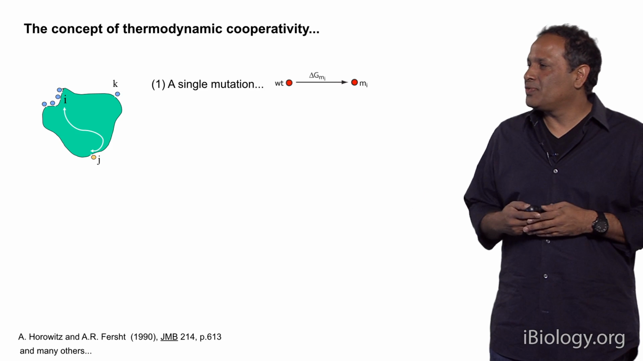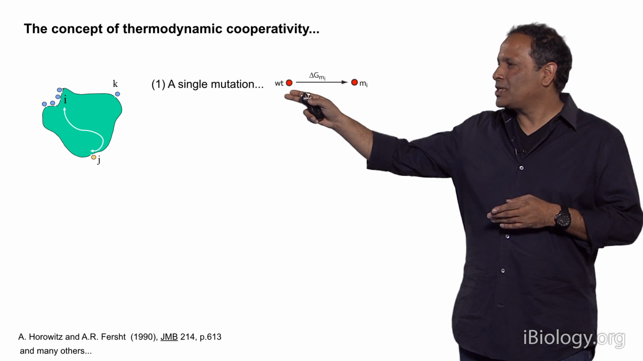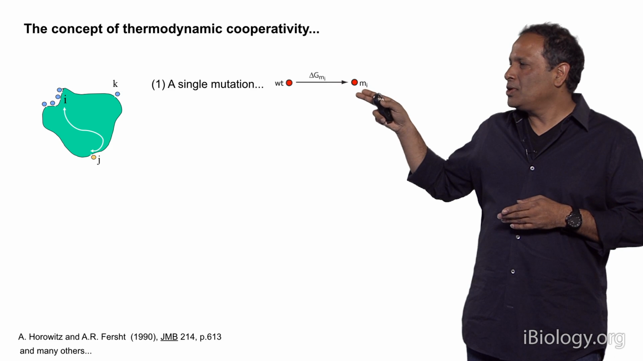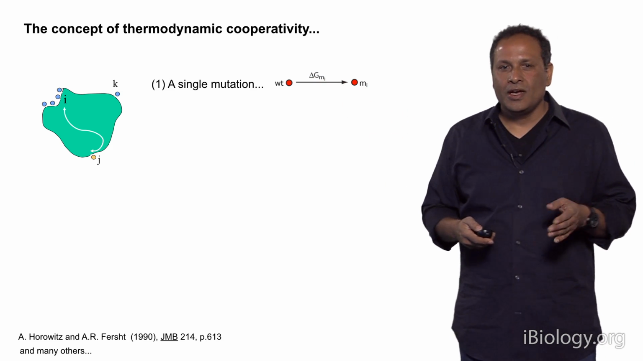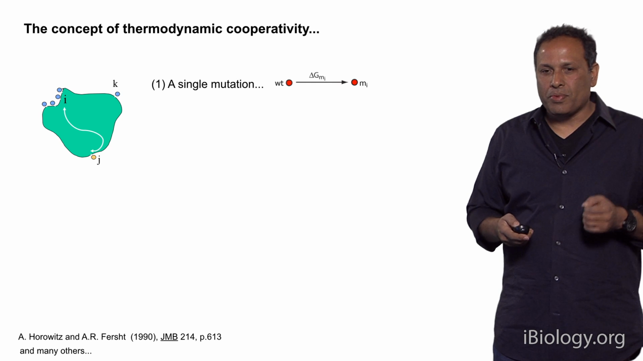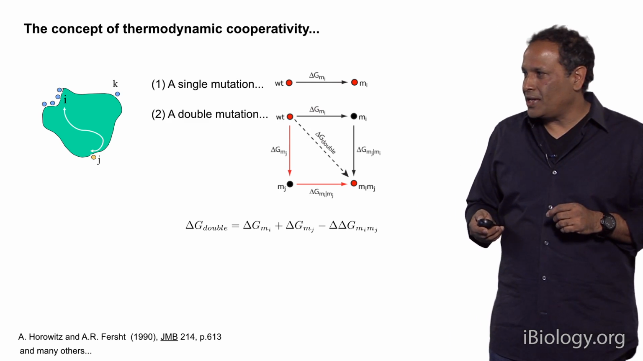The single mutation effect is simple to describe. You measure the free energy of the wild type state, you measure the free energy of the mutant state, and take a difference between the two, and that is the energetic effect of a single mutation on whatever property you're measuring. But the effect of a double mutation is more complicated.